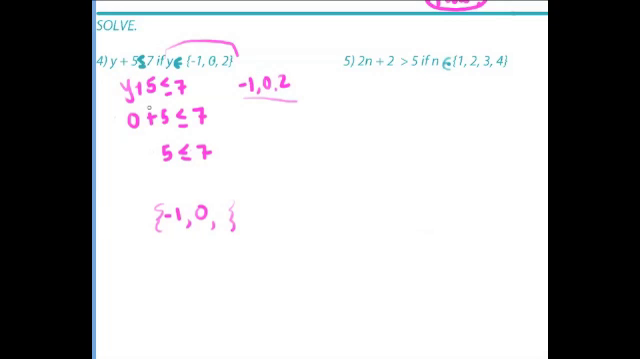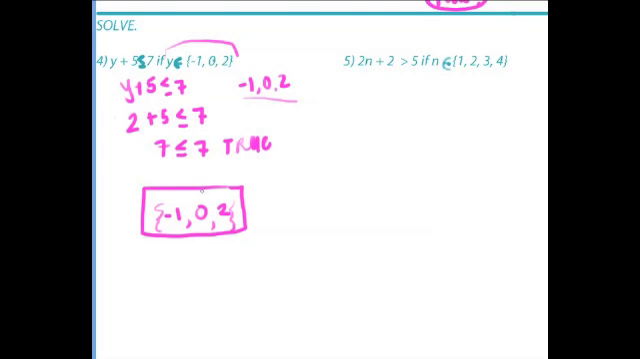Let's try our last number, which is 2. I'm going to plug in 2 for the y. 2 plus 5 is less than or equal to 7. 2 plus 5 is 7. And we know that because it has that line underneath, when they match up on both sides, that means they're equal. So this one works out, and I can definitely put my 2 right there. So the final solution set is all the numbers: negative 1, 0, and 2.